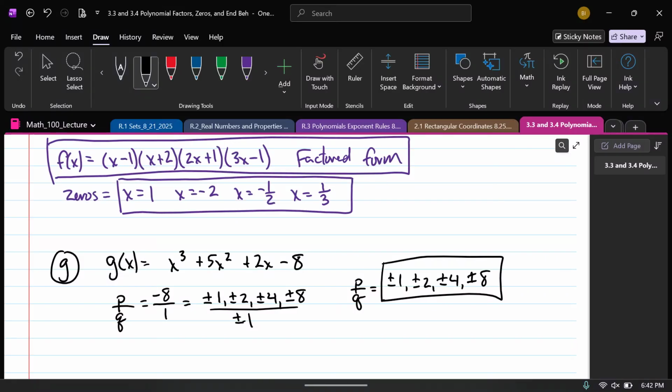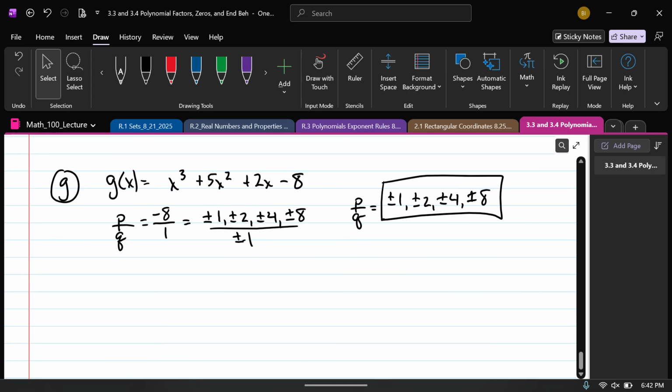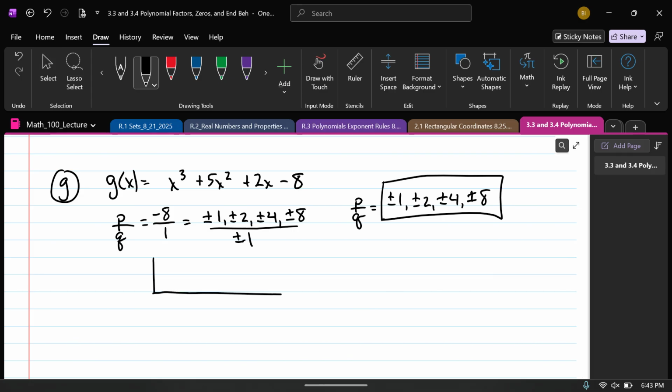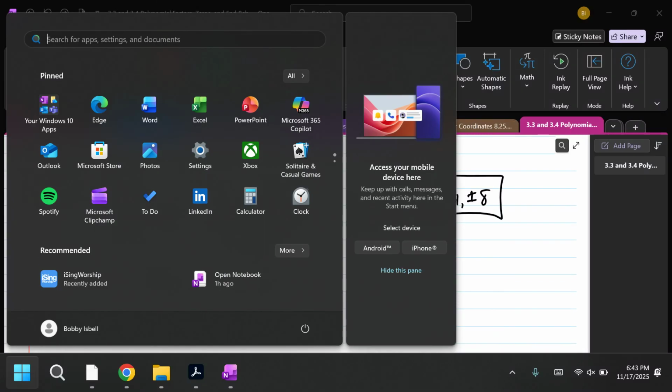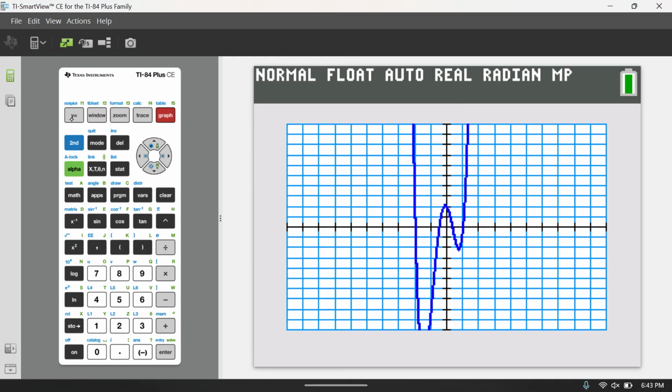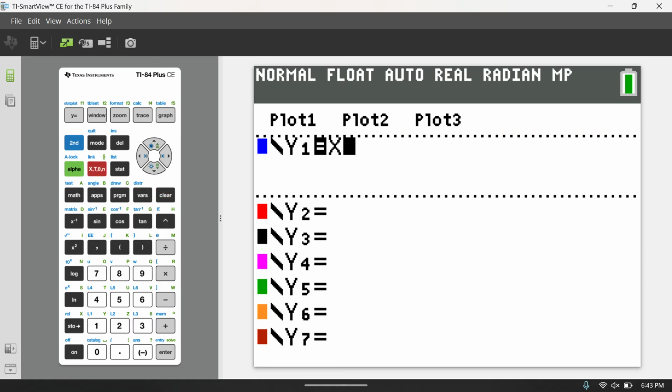Okay. So now the next step, in order to get the hint to be able to do synthetic division with, is to do what with that polynomial? Graph it. So I'm going to graph that and run synthetic division with something. I hope it's something nice. It should be. So I've got x to the third plus 5x squared plus 2x minus 8. Hit graph.